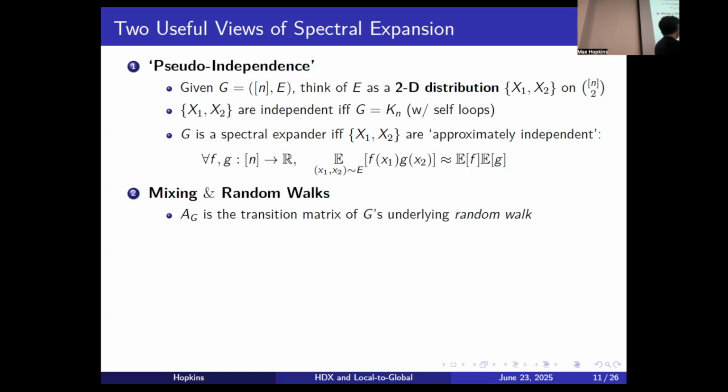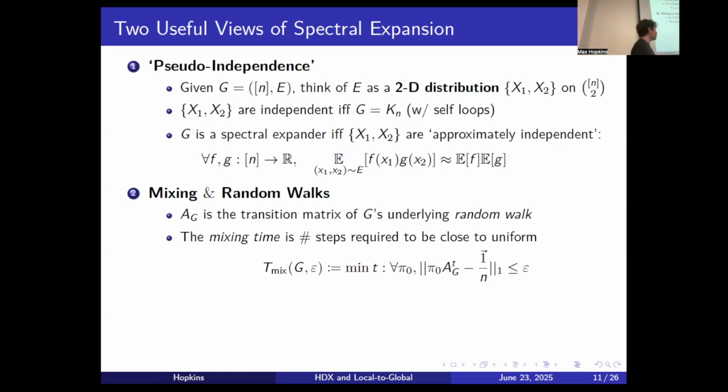So one thing that hopefully everybody knows is that this underlying adjacency matrix A_G is the transition matrix of G's underlying random walk. What is this process? This is when I start at a vertex and I move to a uniformly random neighbor. This is given just by multiplying by the adjacency matrix, which has 1 over degree in each of the positions where it has an edge. So this random process, this Markov chain, is controlled by the adjacency operator.